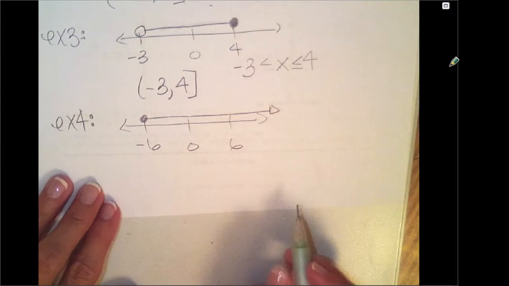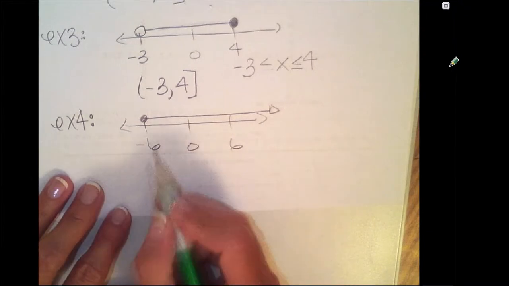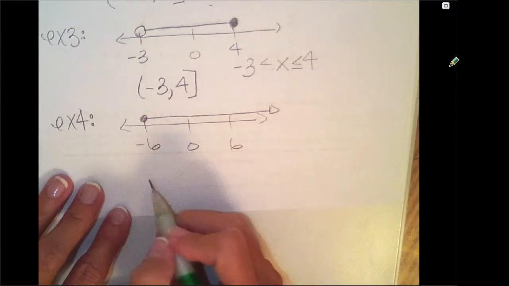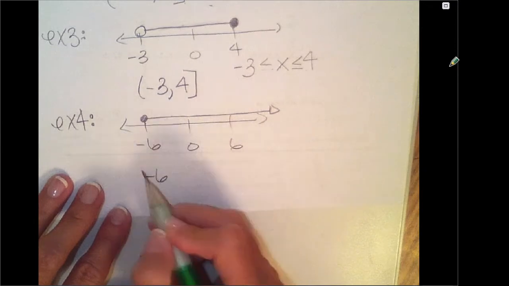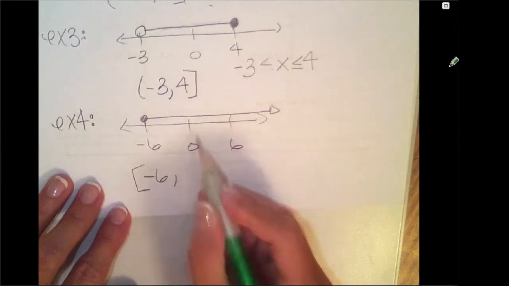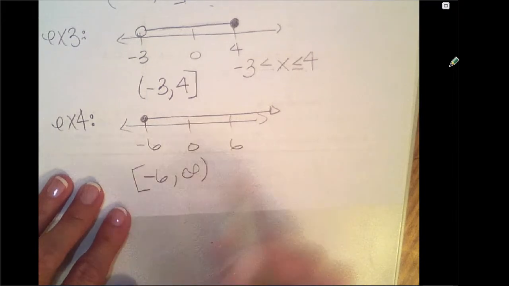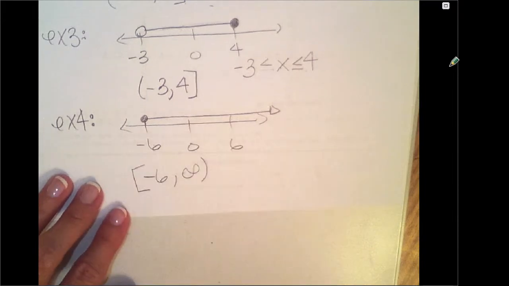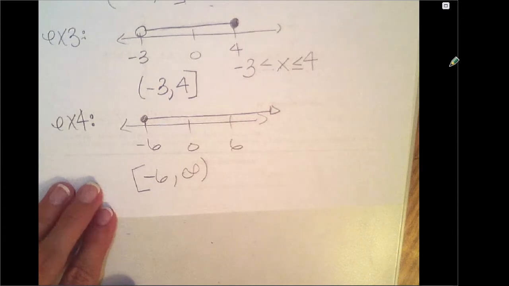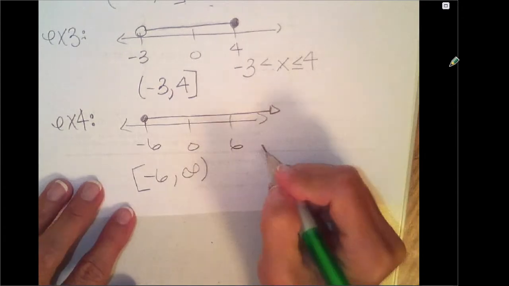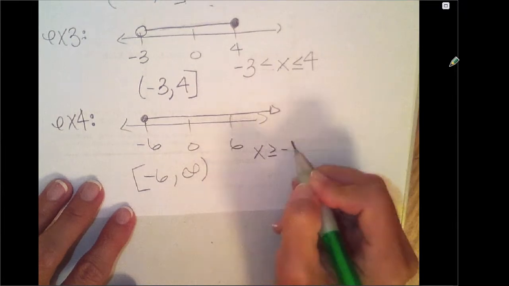Okay, so hopefully you paused it. So what am I doing? Left to right, I'm at -6. It's a closed dot, therefore it's a bracket. And where am I going? To positive infinity. And it keeps going. And the inequality statement would be x is greater than or equal to -6.